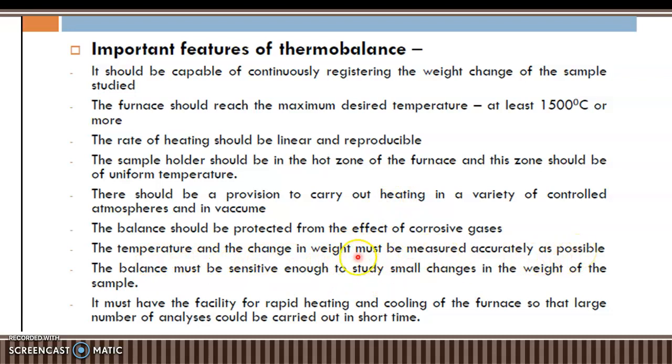That means the temperature sensor അതേപോലെ തന്നെ weighing balance വളരെ accurate ആയിരിക്കണം. Then it must have a facility for rapid heating and cooling of the furnace. അപ്പോൾ നമുക്ക് കുറച്ച് സമയം കൊണ്ട് കൂടുതൽ മെഷർമെന്റ് ചെയ്യാൻ വേണ്ടിയിട്ട് ഇത്രയും കാര്യങ്ങൾ നല്ല എഫിഷ്യന്റ് ആയിട്ട് തെർമോ ബാലൻസ് കിട്ടണം എന്നുണ്ടെങ്കിൽ ഇറ്റ് ഷുഡ് സാറ്റിസ്ഫൈ ദീസ് കണ്ടീഷൻസ്. ഓക്കെ, ഇത്രയും കാര്യങ്ങളാണ് തെർമോഗ്രാമെട്രിക് അനാലിസിസിനകത്ത് നിങ്ങൾ ഓർത്തിരിക്കാനുള്ളത്.